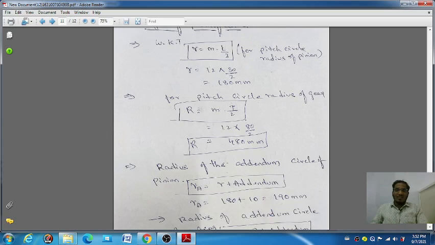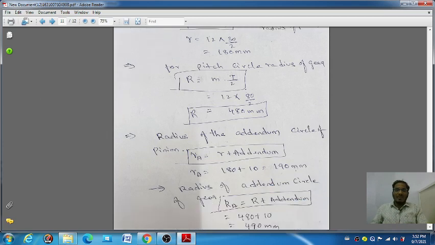Next, the radius of the addendum circle of the pinion is equal to small RA is equal to r plus addendum. Whatever addendum is given, we have to substitute here and then add them. Small RA is equal to 190 mm. That is the radius of the addendum circle of the pinion.